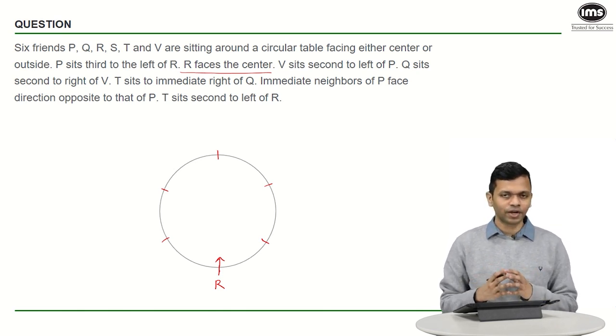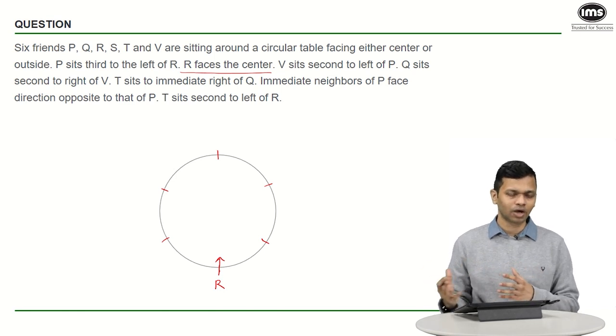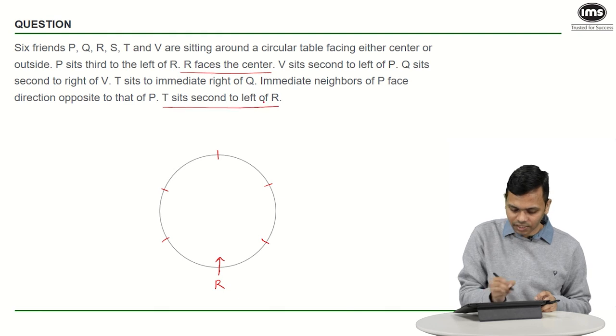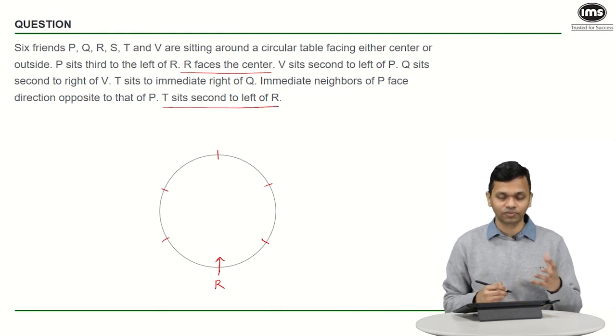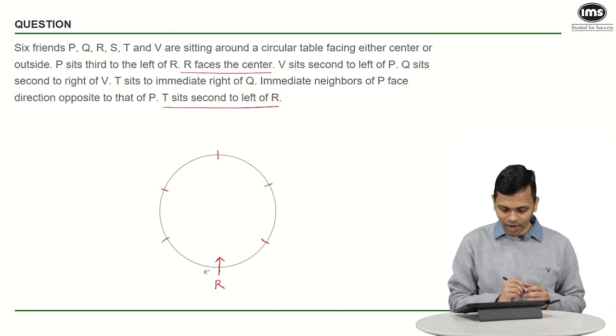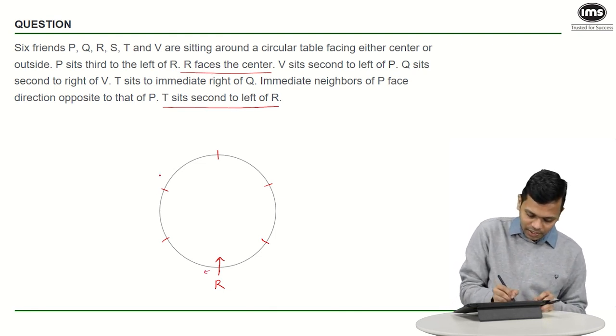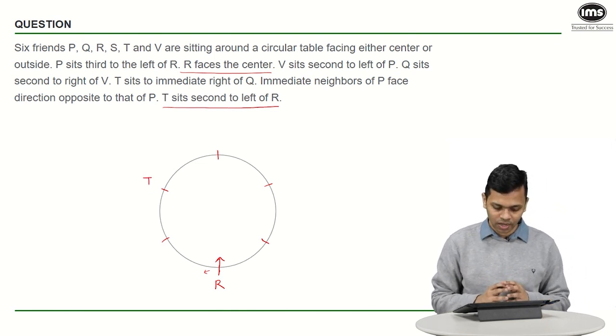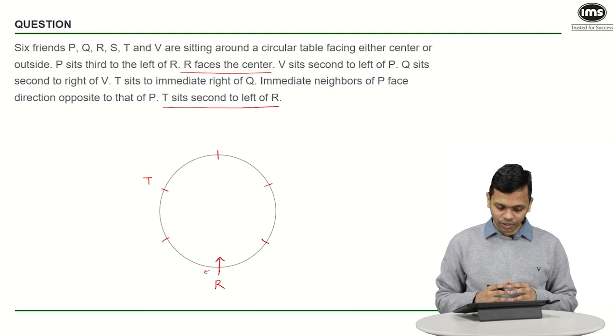Now let me try to find points that are talking about R. So if I can see something like this, which says T sits second to the left of R. That's the first thing that I saw. So what I'll do is I'll place T now. So T sits second to the left of R. Since R is facing inwards, his left hand side is going to be this, and that is why I'm going to place T here, which is first to the left and then second to the left. Let's see what else we can put here.